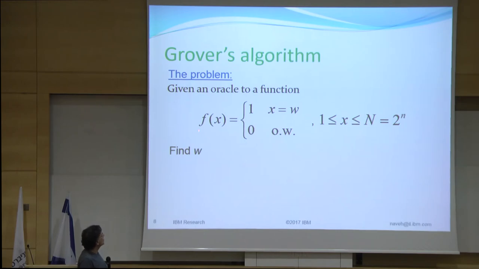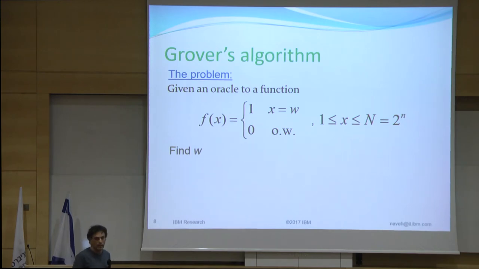Okay. One example, how this works. So we have a problem. We have an oracle. This is Grover's algorithm, so this is the problem that it solves. We have an oracle. We don't know what this function is, but we know that it is zero everywhere, and it is 1 for only one particular x equals w, and the domain of x is large. It's between 1 and 2 to the small n. Okay? And we want to find w. That's our goal, to find w.